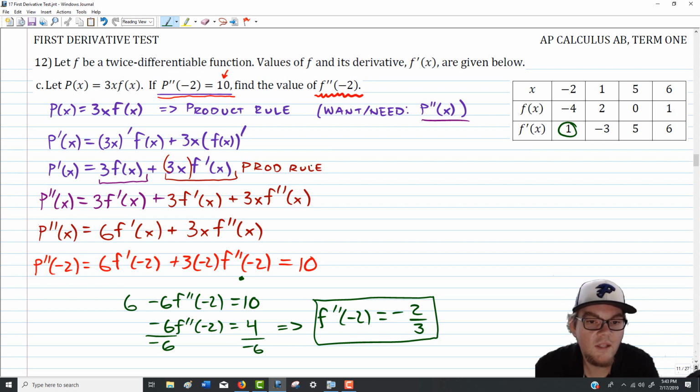The biggest thing to pull in here was, I think, that this was challenging due to the double product rule work that we had to do. But at the same time, I think this is something you're really more than capable of and something that I expect you to be able to do. So there is 12C.